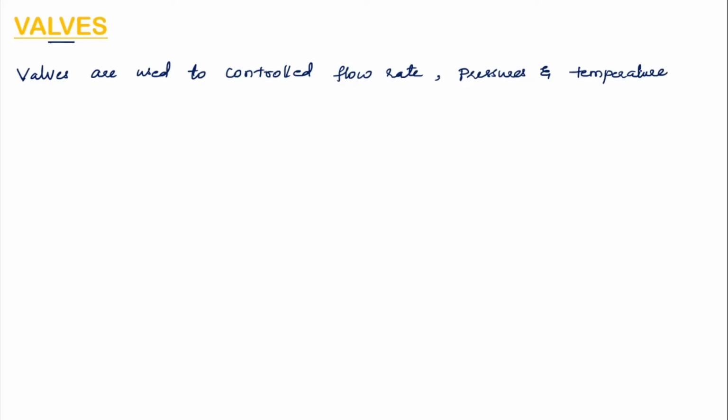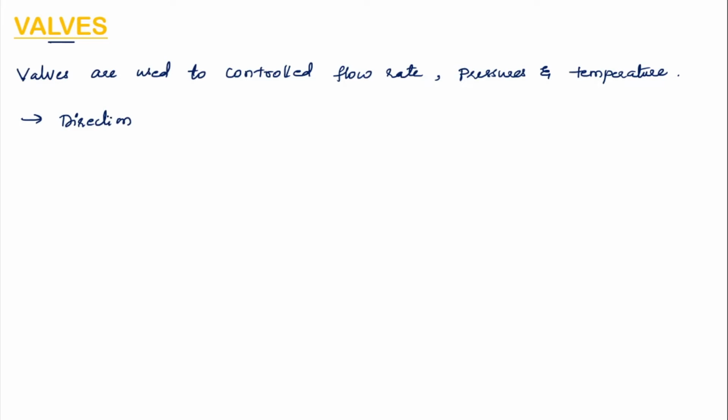So valves are used to control the flow rate, the pressure and the temperature in any mechanical system. They are devices which are used to control flow rate, pressure and temperature. So what are the different types of valves?